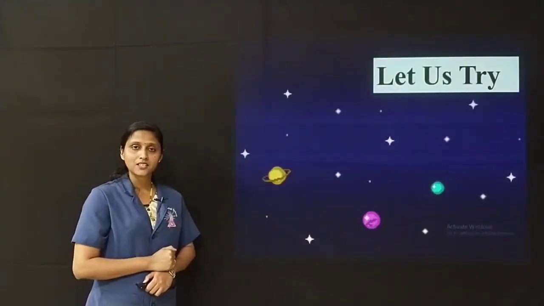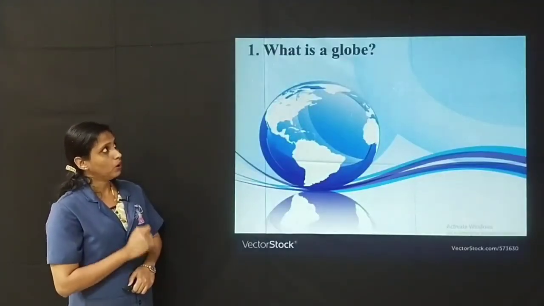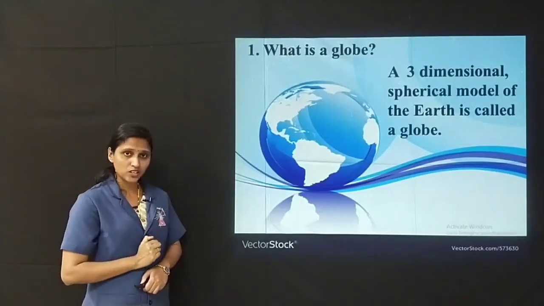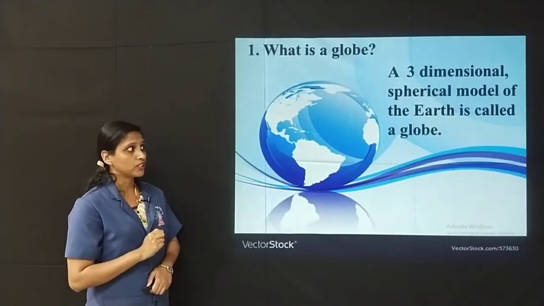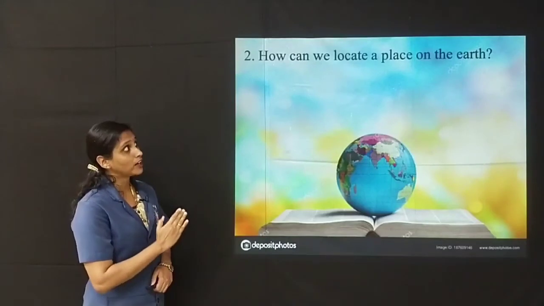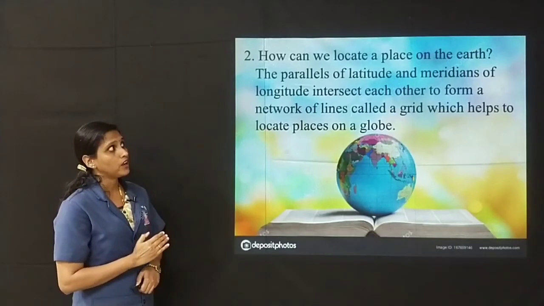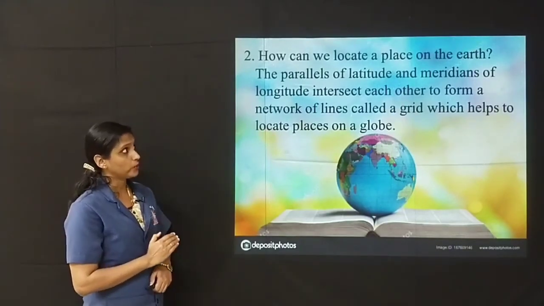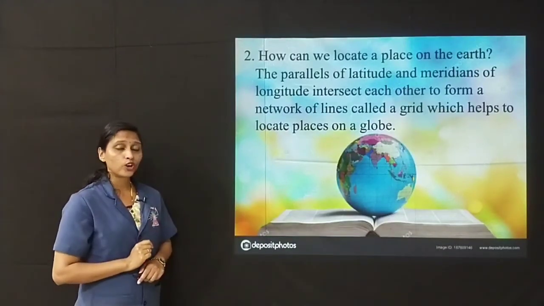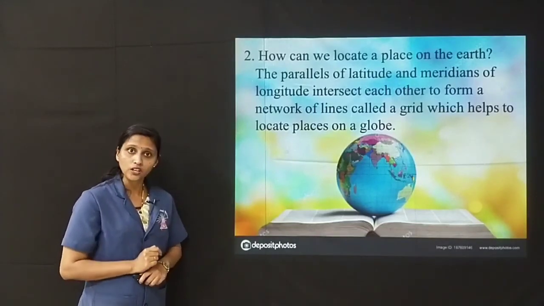Now, let us discuss some of the exercise question answers. What is a globe? A three-dimensional spherical model of the earth is called a globe. How can we locate a place on the earth? The parallels of latitude and meridians of longitude intersect each other to form a network of lines called a grid, which helps to locate places on a globe.